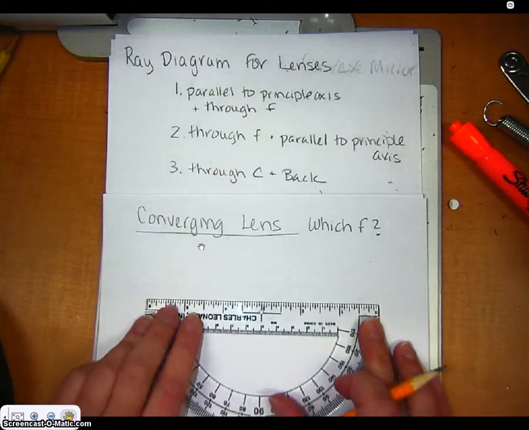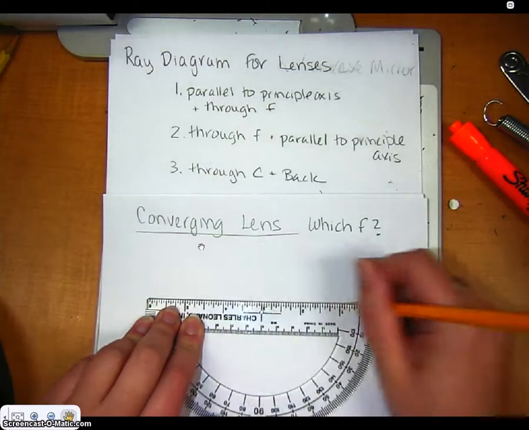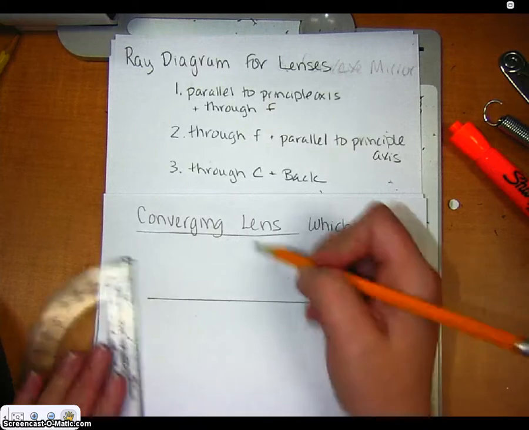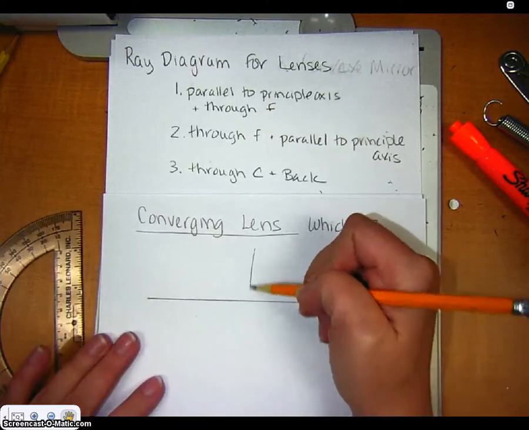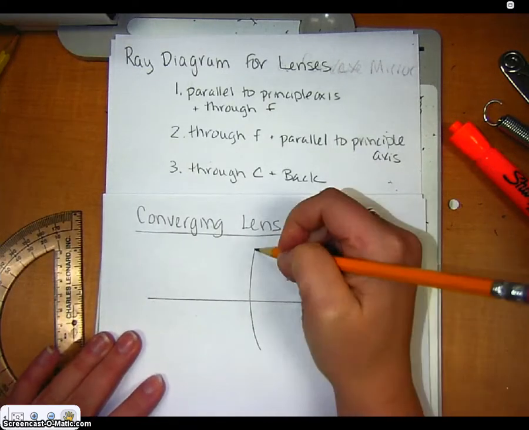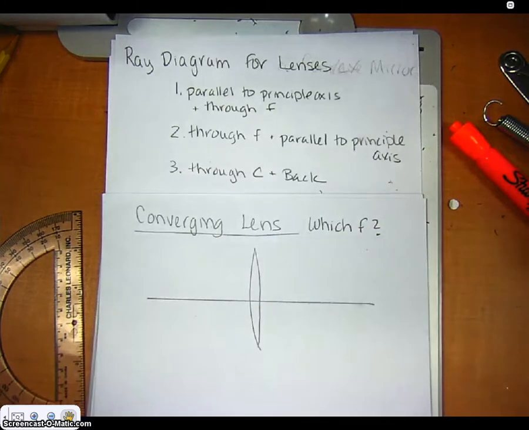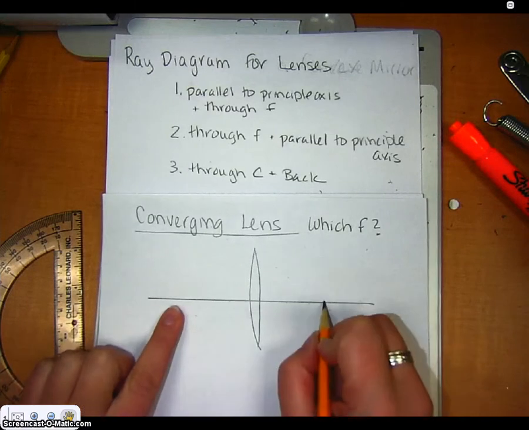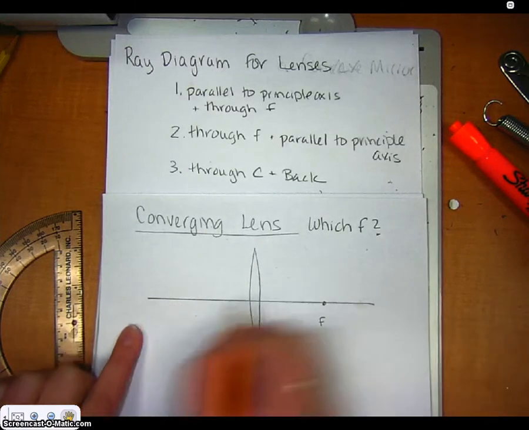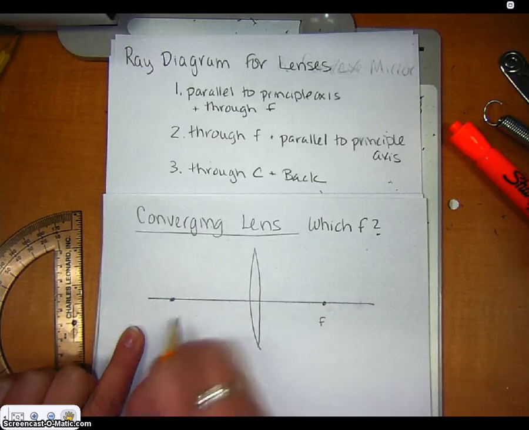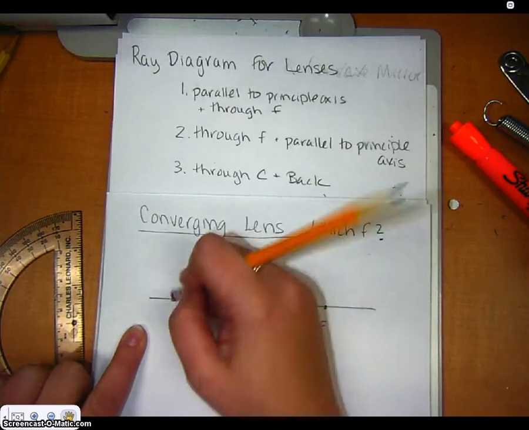So let's start by drawing our principal axis like always. And I'm going to draw a converging lens, right? So that's one that looks like this. Roughly. Now, there is a focal point on either side. So there'll be a focal point here, and there will be a focal point over here. Does that look even? Let me draw it a little bit better.